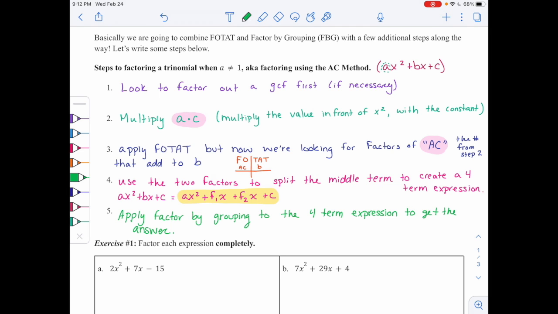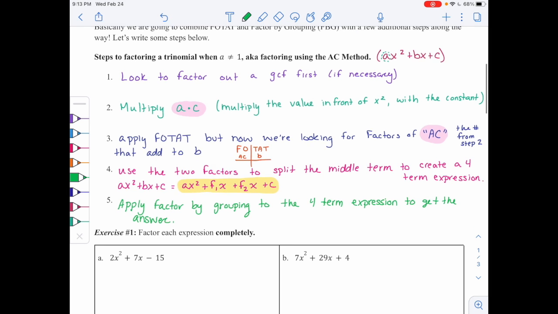So those are our steps. Let's put them into action. So we've got a bunch of examples here. Like I said, maybe watch me do the first one and then pause and try to do the second one and kind of go from there.